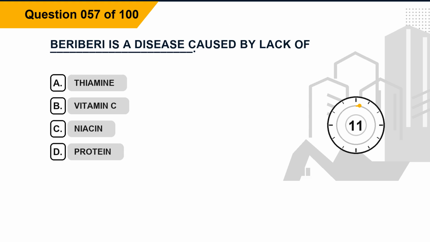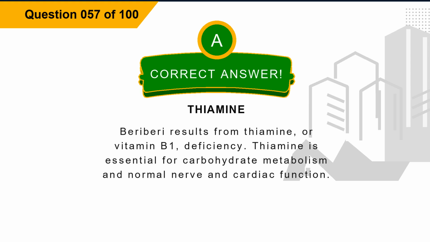Question 57. Beriberi is a disease caused by lack of blank. Option A, thiamine. Option B, vitamin C. Option C, niacin. Option D, protein. The correct answer is option A, thiamine. Explanation: beriberi results from thiamine, or vitamin B1, deficiency. Thiamine is essential for carbohydrate metabolism and normal nerve and cardiac function.